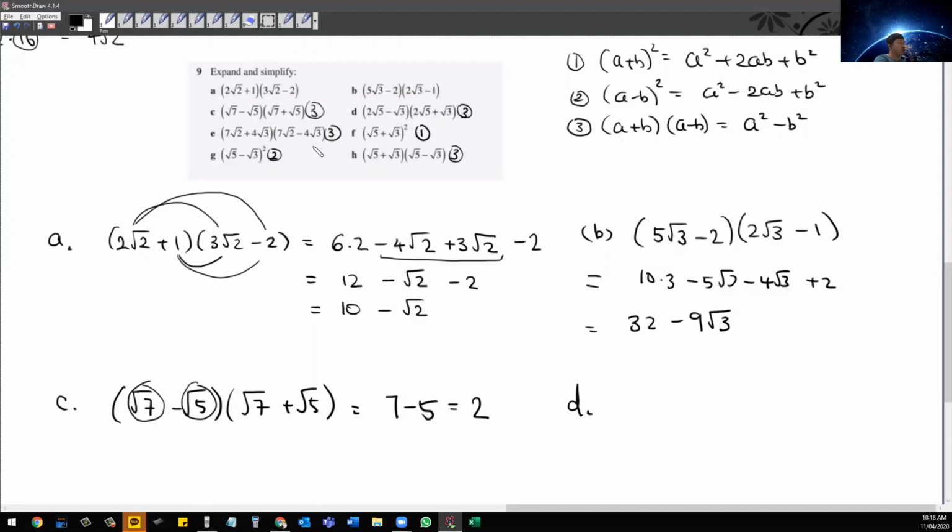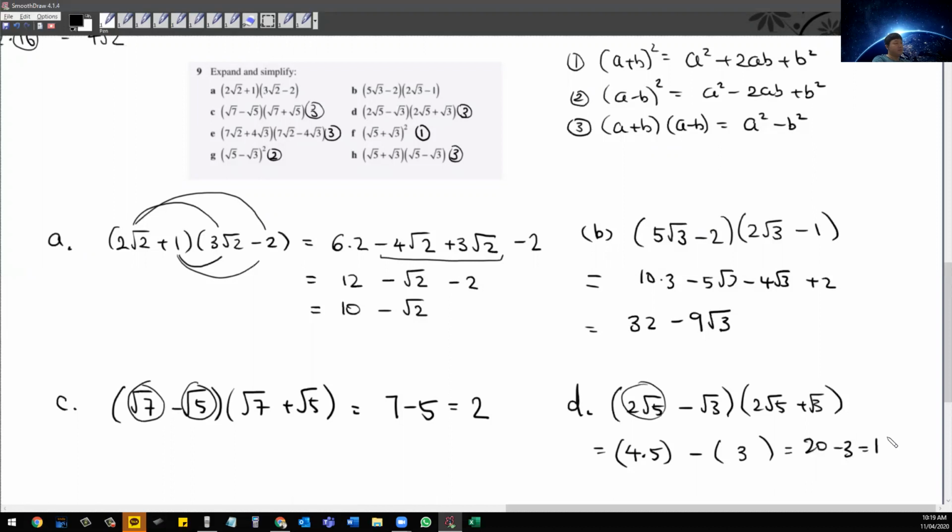So we're going to do all these number 3s first, okay? So I'm going to do D now. 2 root 5 minus root 3, 2 root 5 plus 3 root 3. So just a minus b, a plus b, so the answer is a squared minus b squared. So a squared is 4 times 5, that's a squared, minus b squared, that's just 3, isn't it? So that's 20 minus 3, 17, isn't it?